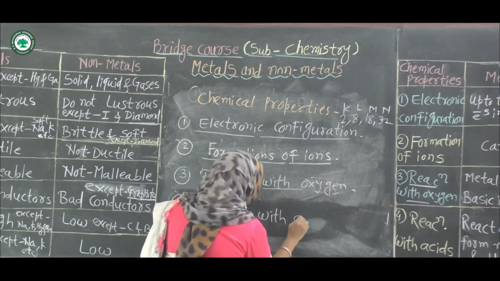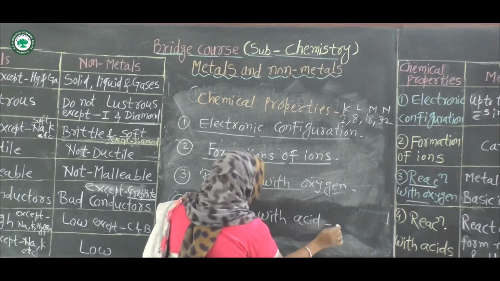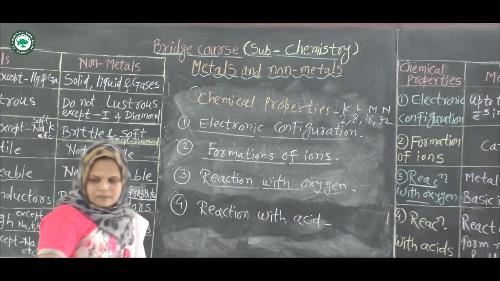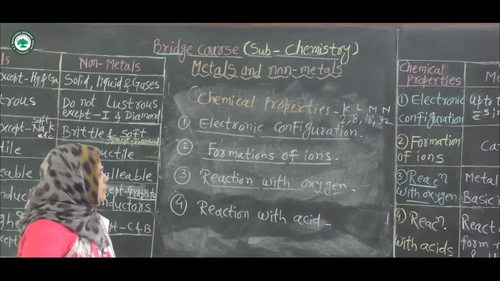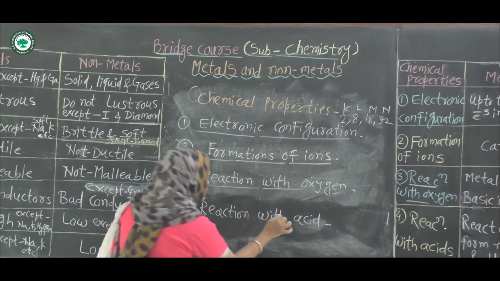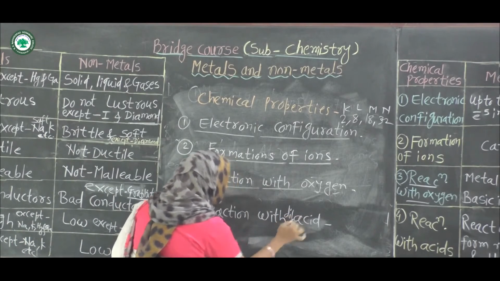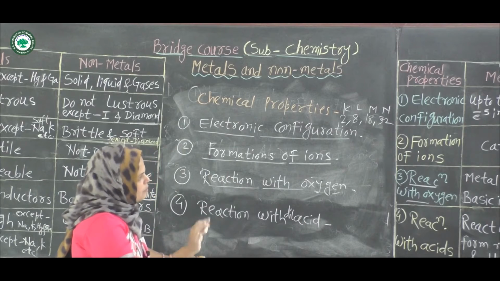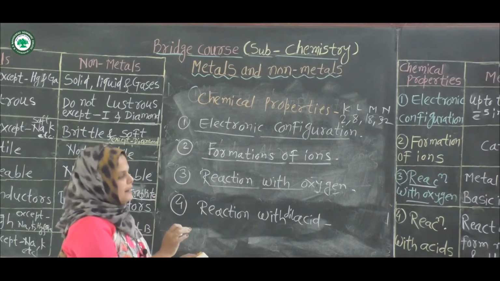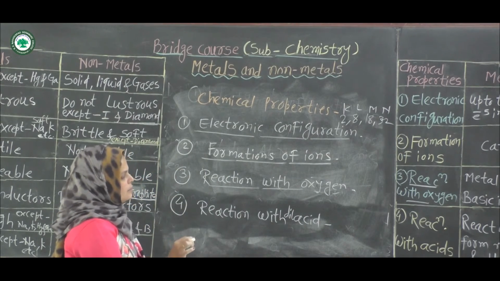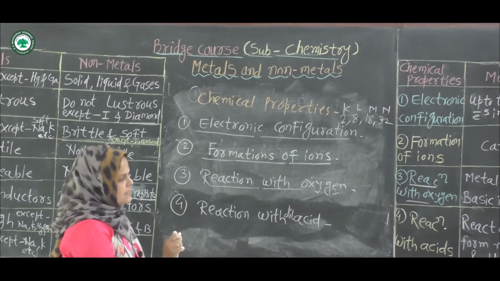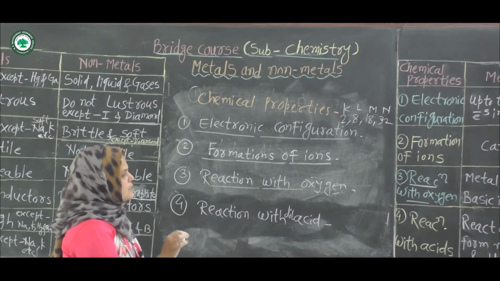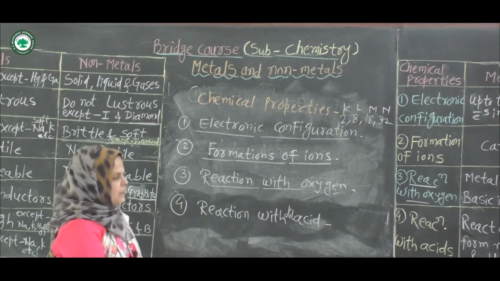Reaction with acid. Non-metals do not react with dilute acid. See here, dilute acid. But we know that metals react with acid to form metal salt and hydrogen gas, but non-metals do not react with acid.